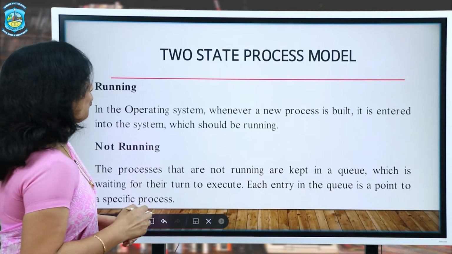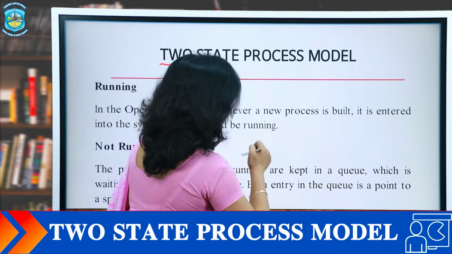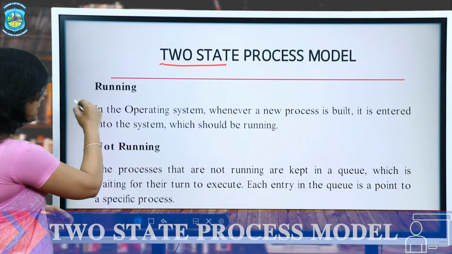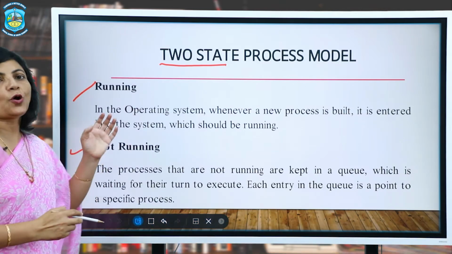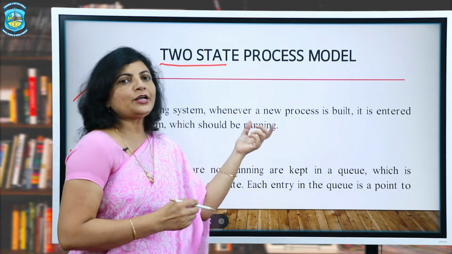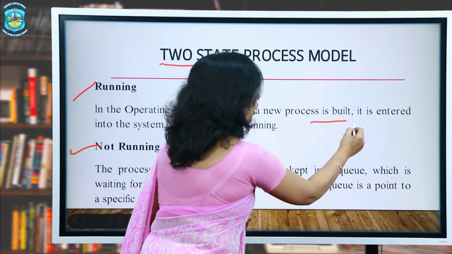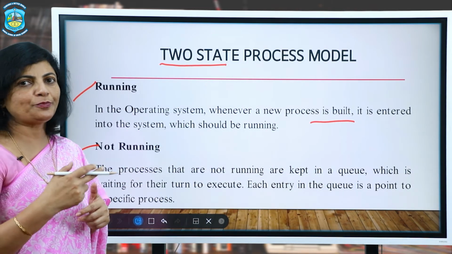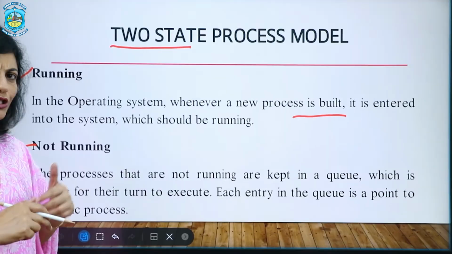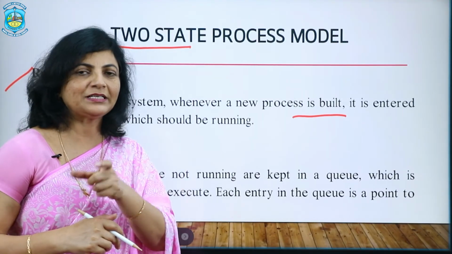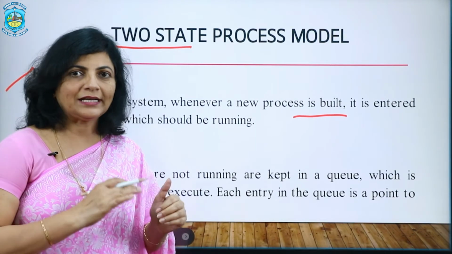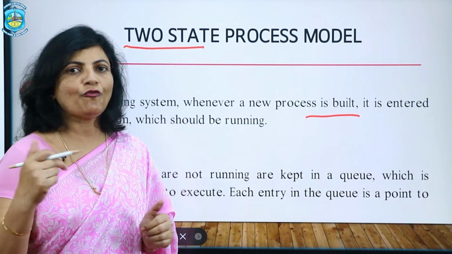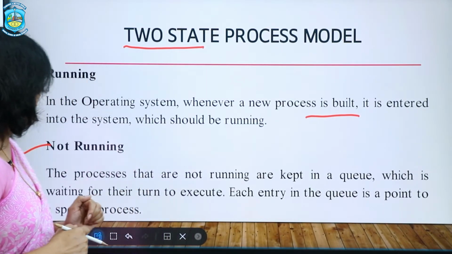Now let us check the two-state process model. There are two states, that are running and not running. In the operating system, whenever a new process is built or created, it is entered into the system and should be in running mode. When we talk about a uniprocessor, that means it has one CPU. So at a time, one process will be allocated the CPU for execution.